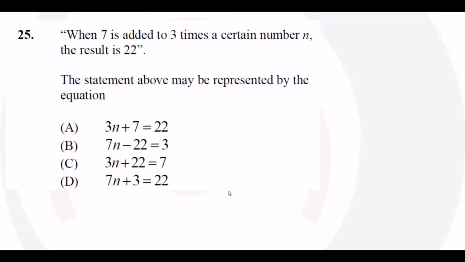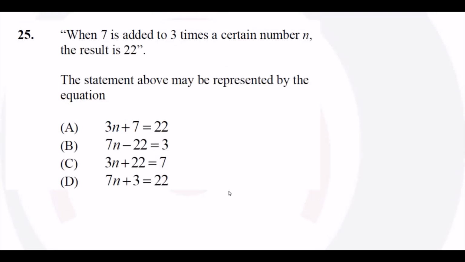Question 24. The expression -2 open bracket x minus 4 is the same as, so we can apply our distributive law. So -2 times x gives us -2x. -2 times -4 gives us +4. So our answer is going to be C. Be careful with your signs when working these questions.